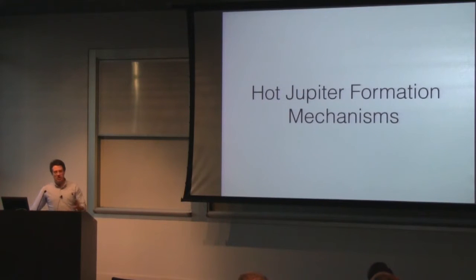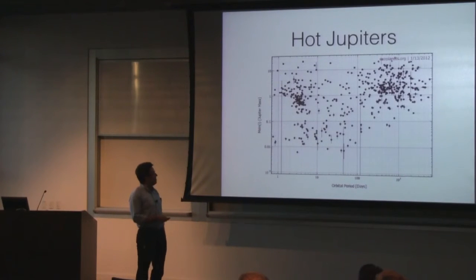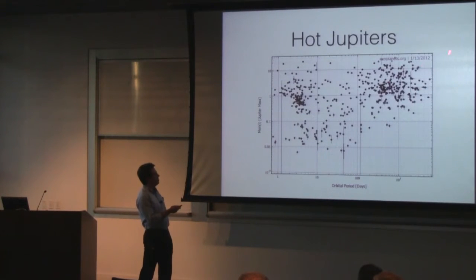Now I want to switch gears entirely, much lower mass scale. Let's talk about hot Jupiter formation mechanisms. All right, so this picture is actually a few years old, but it doesn't matter much for hot Jupiters. This is from exoplanets.org a few years ago.